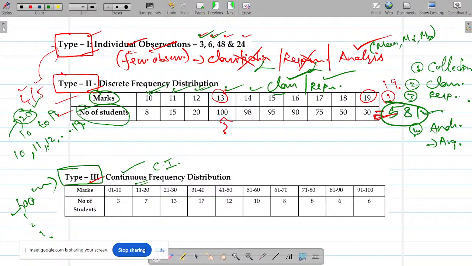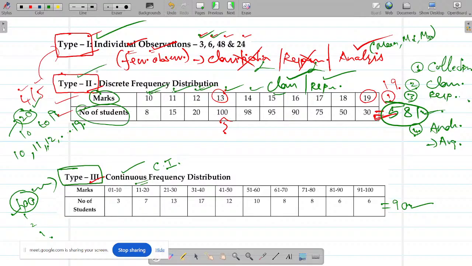You collect as individual values, but how many values are here? 90. Because I have 90 values and the total marks is 100, I cannot present in the type 1 manner. Type 1 manner is suitable only when n, the size, is very, very small: 4 or 5, or maximum 7 or 8.